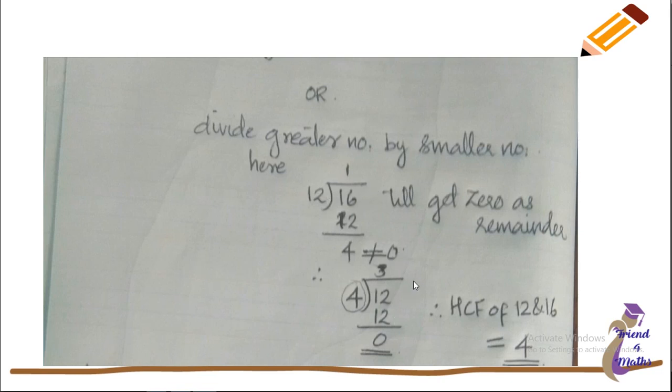In this case, in the second step, we have got the remainder equal to 0 and we are stopping this process and looking at the divisor. The divisor in the last stage will be the HCF of the given two numbers. Here 4 is the HCF of 12 and 16.